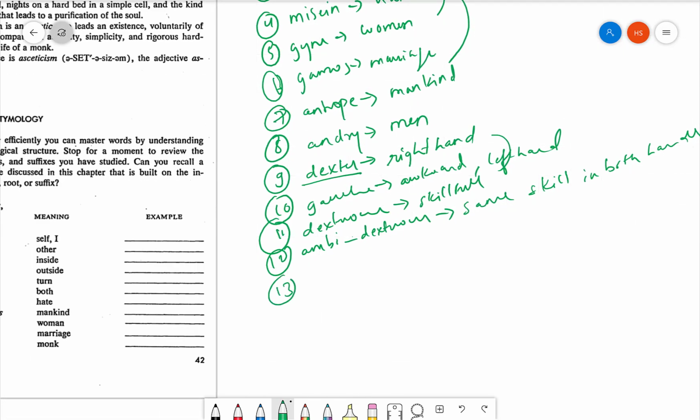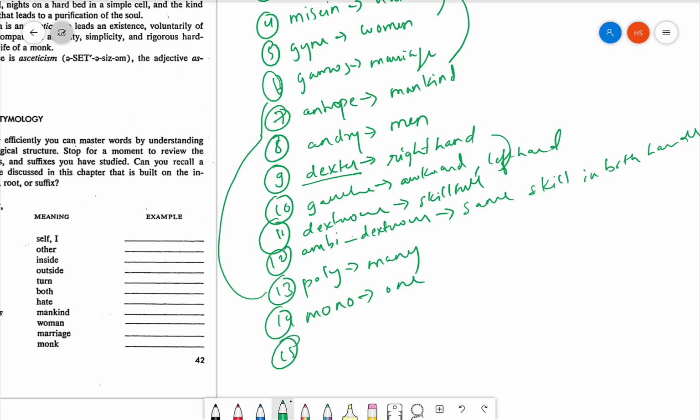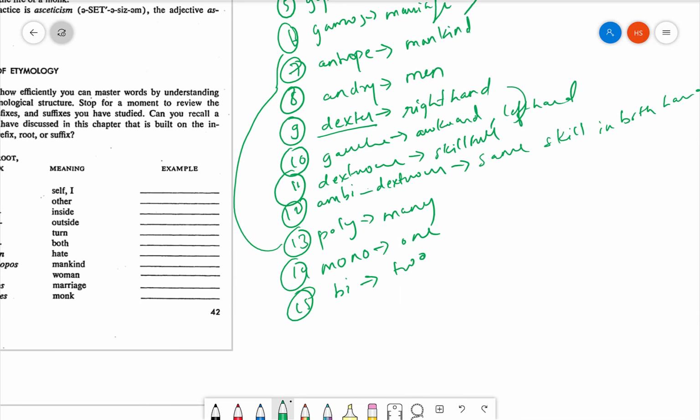And then we did poly, which means many. We combined it with gamos. And then we did mono, which means one. Bi means two. And then we learned sinister, which means threatening, evil.